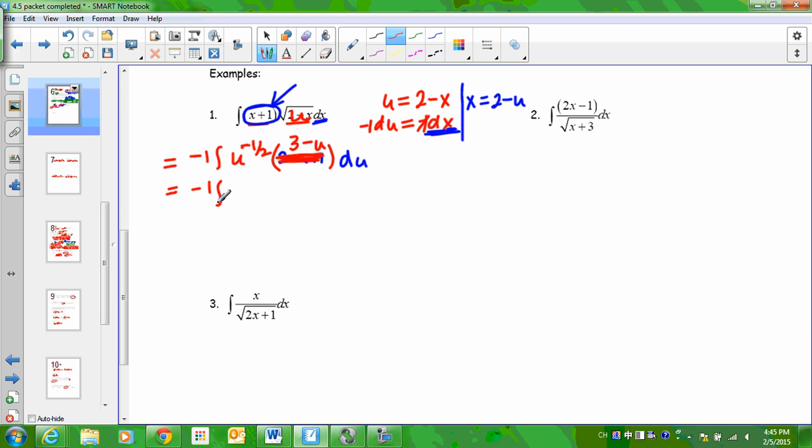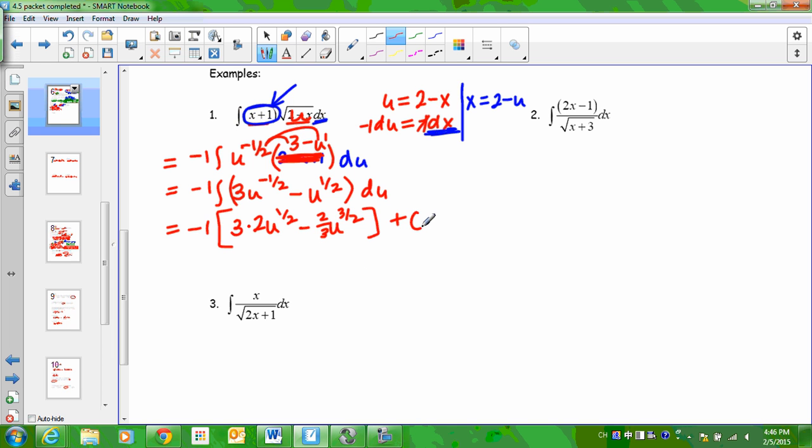Okay, next is the distributing. So u to the -1/2 times 3 is 3u to the -1/2. And then u to the -1/2 times -u, really to the 1 power, is going to be minus u to the +1/2, because you would add those two powers. Now you're ready to integrate. -1, put a big bracket, 3 times, and this part you should be comfortable with. So I'm going to go over this part rather quickly. Stop, rewind if you need to. Okay, plus c at the end.